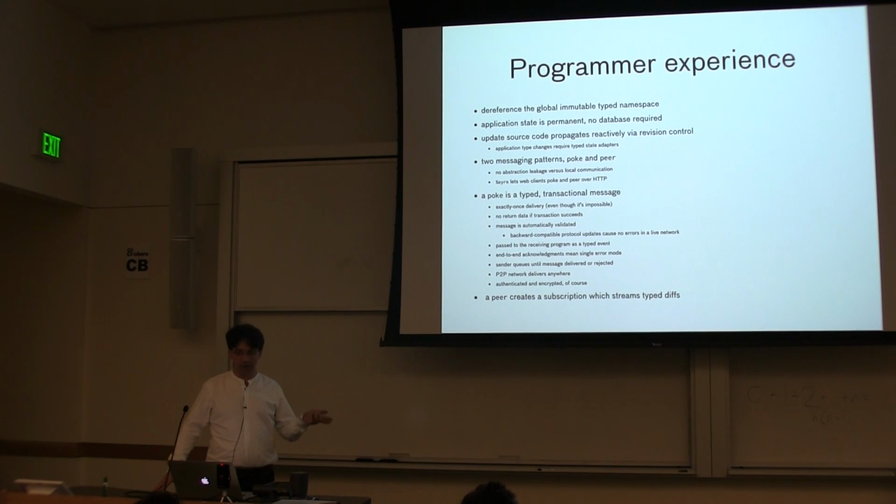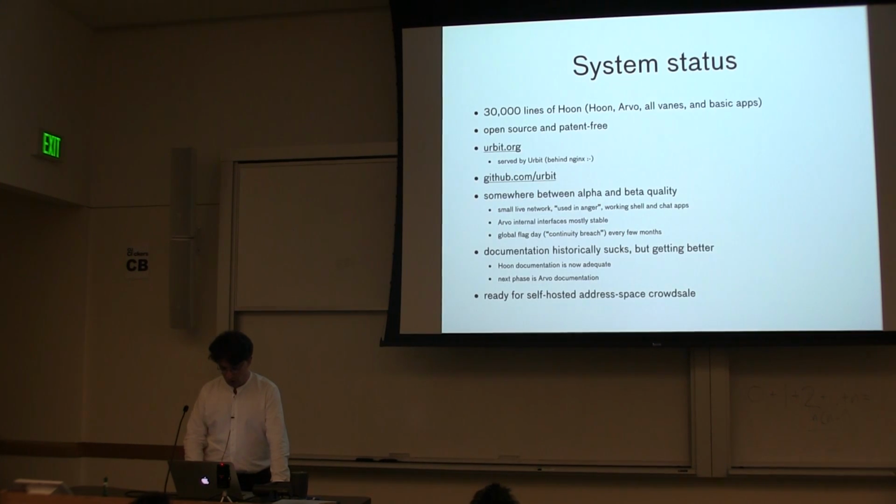Messages are queued by the sender, obviously. This is a P2P network. It traverses NAT. And of course, it's authenticated and encrypted. Your subscriptions are sending diffs. Those, again, are typed. So this is a very different distributed programming experience than your normal "I'm writing this in Node" experience. And our experience is basically you just do things and they pretty much just work.